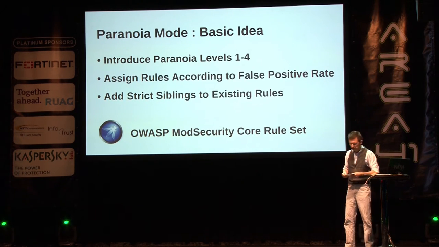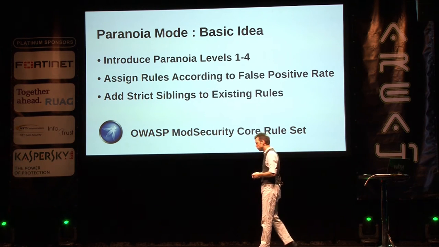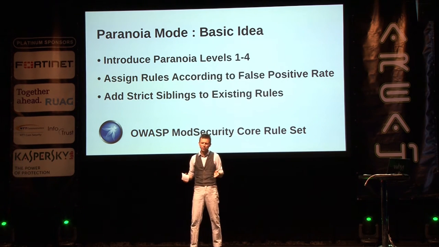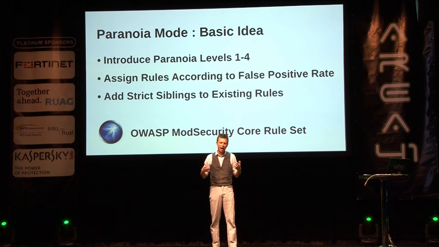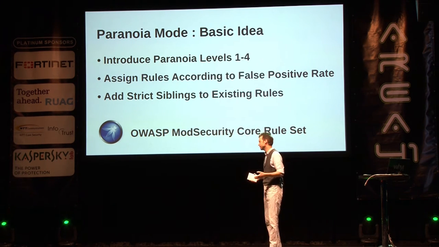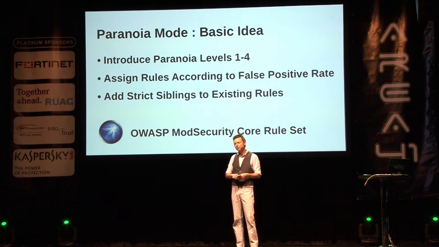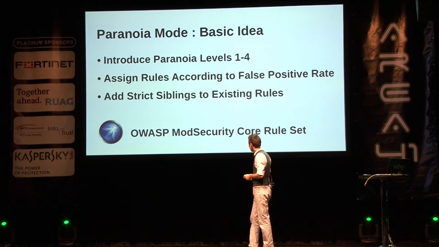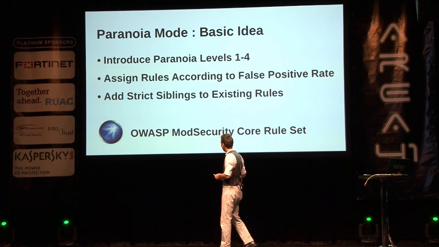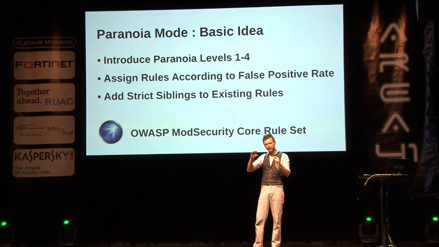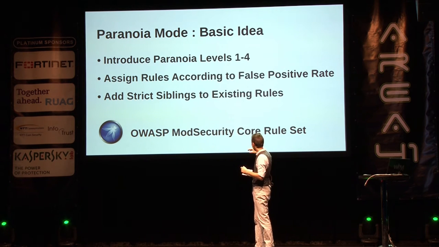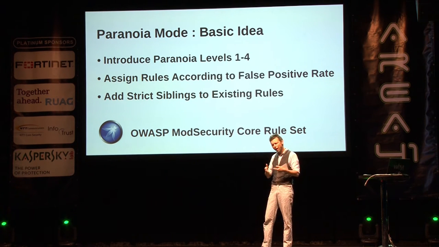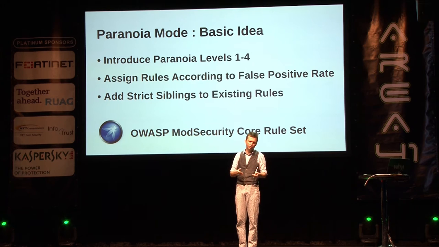So, how would you do this? The basic idea is we introduce paranoia levels. People tell me, look, Christian, the last thing that ModSecurity needs is to be more paranoid. It's already very crazy. And I say, no, hold on. The default will have a very low paranoia setting. In fact, much lower than it is right now. We introduce paranoia levels from 1 to 4, and then we take the rules and assign them to a paranoia level. And the default level is 1, and in level 1, we only allow rules which we're quite sure have no or very few false positives.